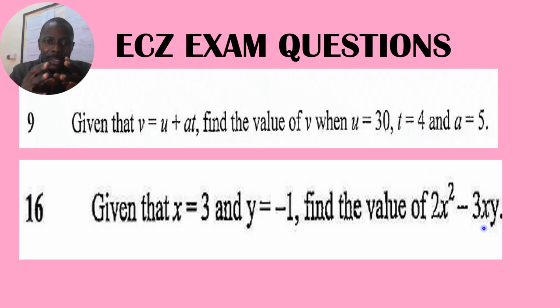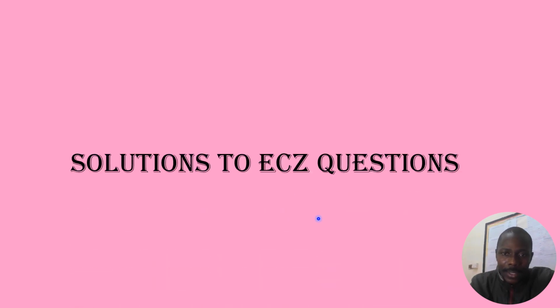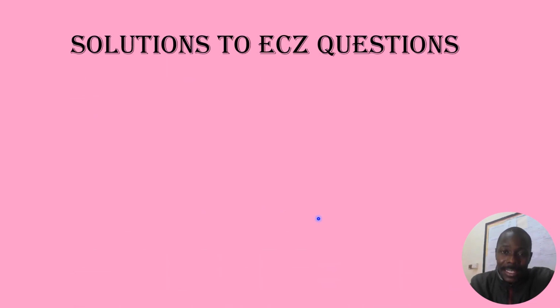So what we're simply doing with these expressions is that we are just substituting where we are seeing the letters with the numbers given to us, which makes our work very easy. All right, what is cardinal is the introduction of these brackets. Let's jump into the solution slide and really see what is there. Great. So solution to ECZ questions.